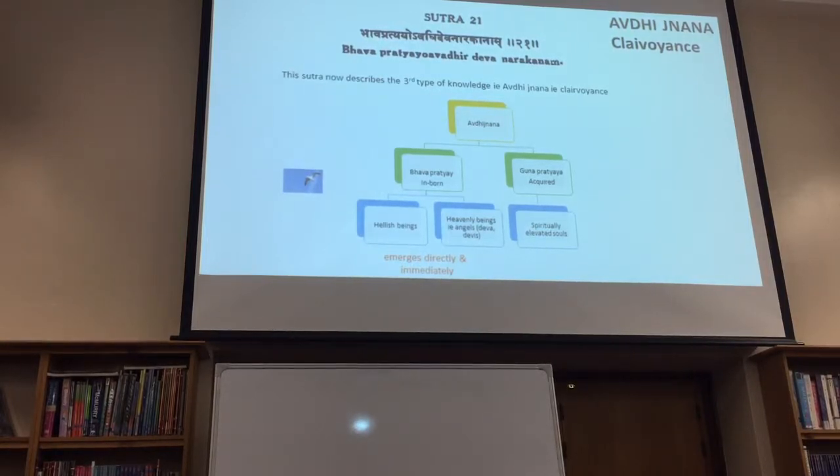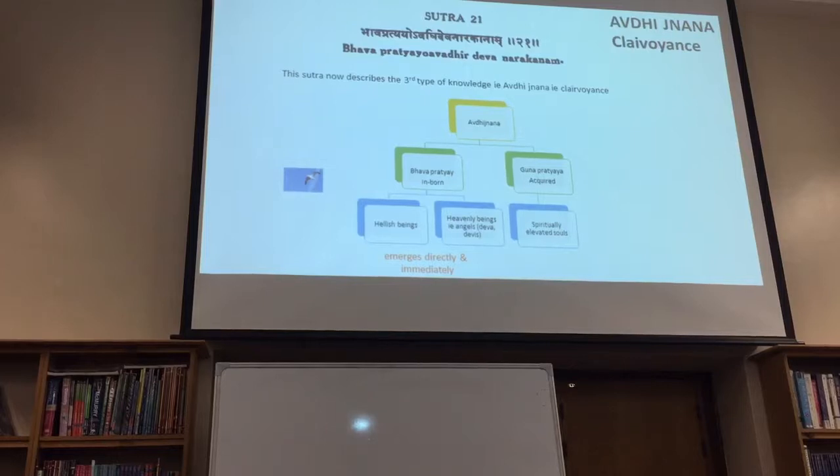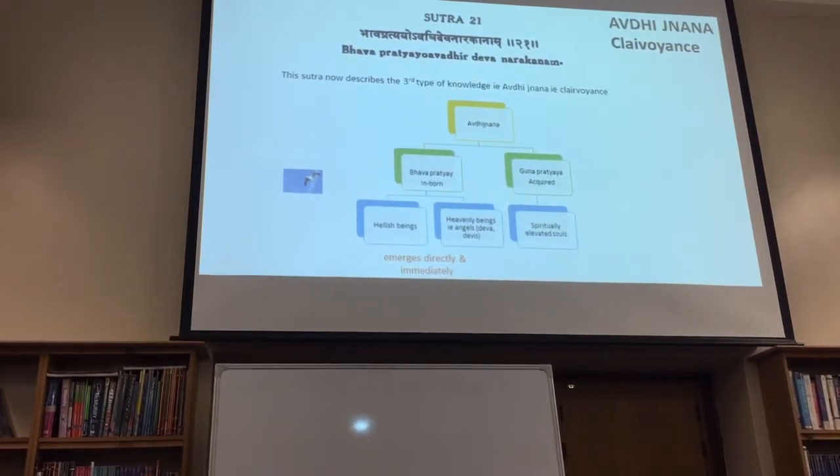Like when we're born, we just automatically start to breathe. No one taught us how to breathe. Or like a bird: when a bird is born, who taught it how to fly? Automatically, as soon as a bird is born, it just starts flying. So that is bhav pratyay, it's inborn. It emerges directly and immediately. And gun pratyay: gun means someone who has that quality. You've done so much spiritual practice, and your soul has progressed spiritually, and you have now acquired that knowledge. It's not automatic, but you've acquired it. So spiritually elevated souls can get this Avdhijnana.